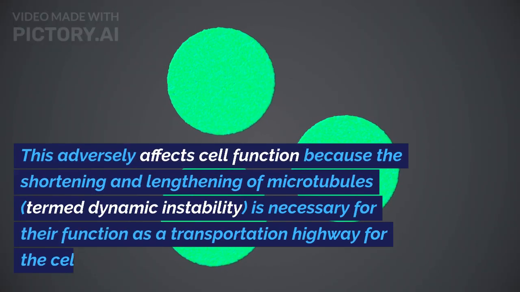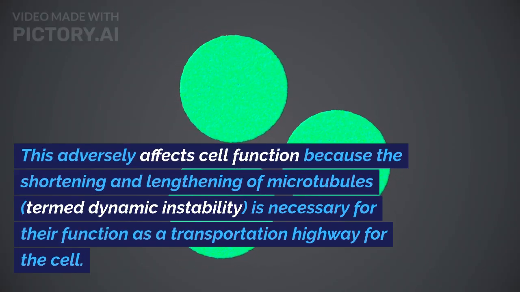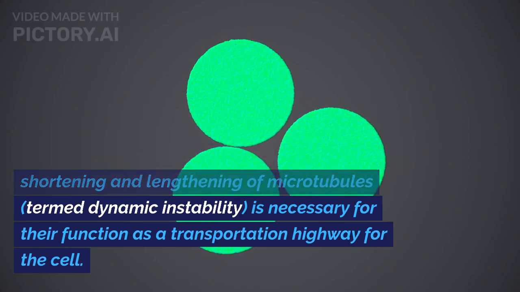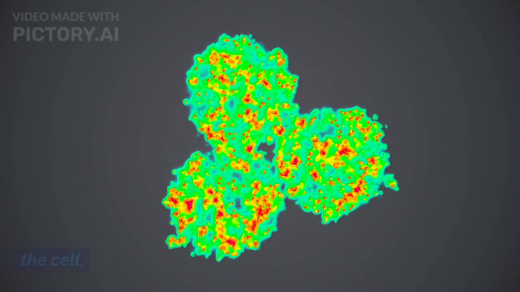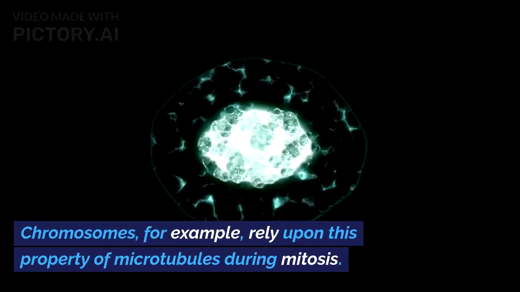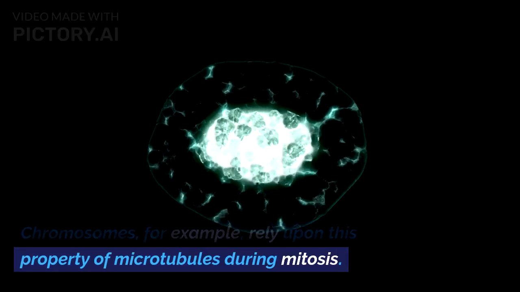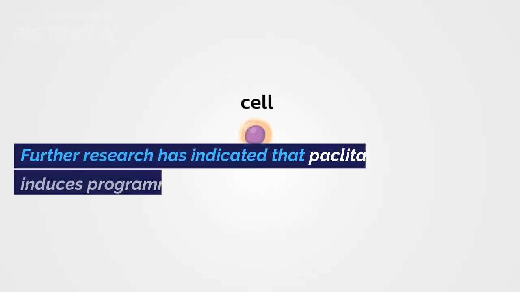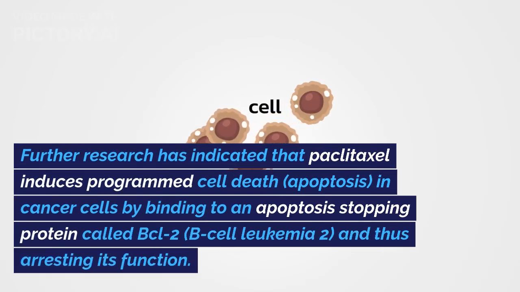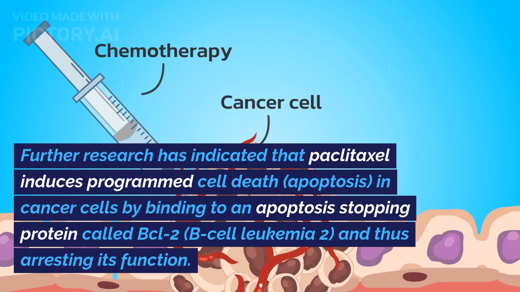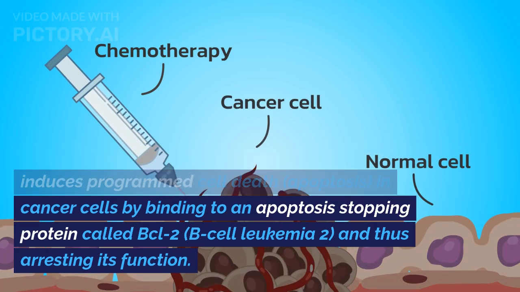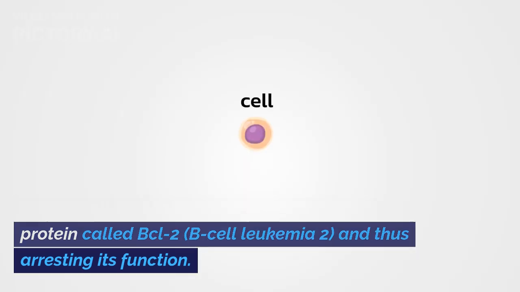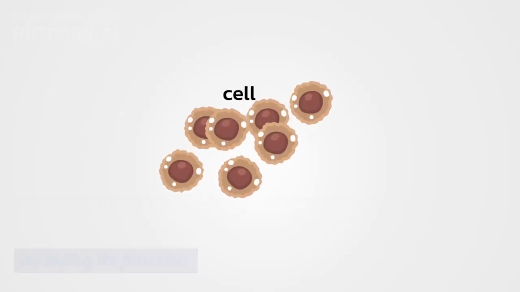This adversely affects cell function because the shortening and lengthening of microtubules, termed dynamic instability, is necessary for their function as a transportation highway for the cell. Chromosomes, for example, rely upon this property of microtubules during mitosis. Further research has indicated that paclitaxel induces programmed cell death, apoptosis, in cancer cells by binding to an apoptosis-stopping protein called BCL2, B-cell leukemia 2, and thus arresting its function.